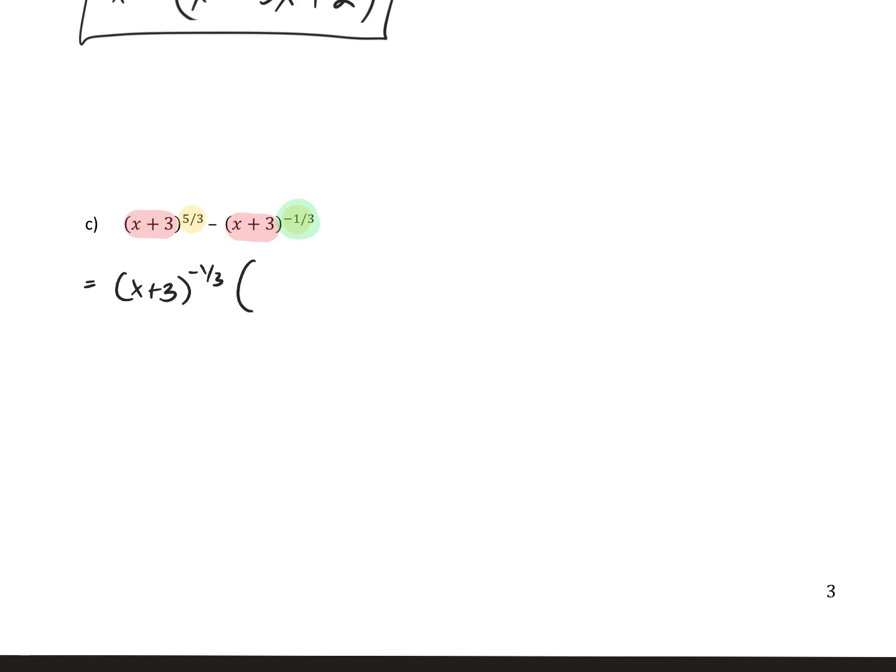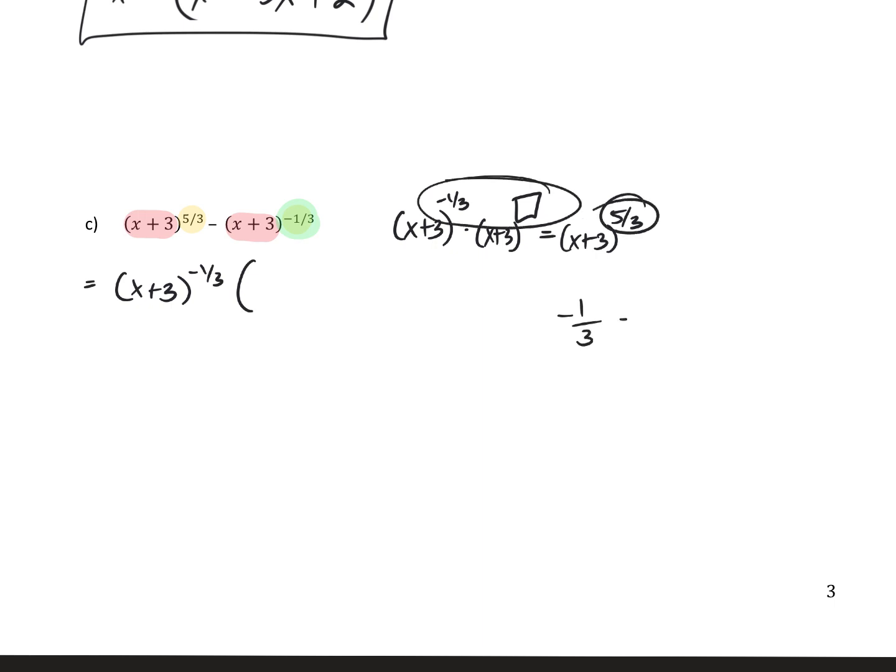Okay, so when we factor that out, what is left? Well, remember, x plus 3 to the 5/3 power, we're trying to get that. So, x plus 3 to the negative 1/3 power times x plus 3 to what power would give me that? Technically, remember we add our exponents to get this exponent. So it's going to be negative 1/3 plus what gives me 5/3? 6/3. So negative 1/3 plus 6/3 gives you 5/3. This is what we're going to use for our exponent.